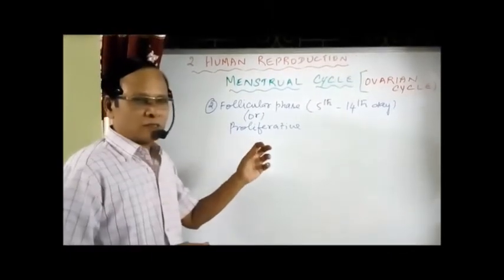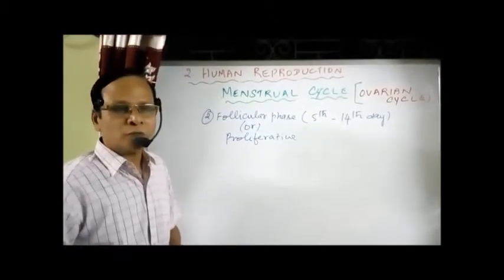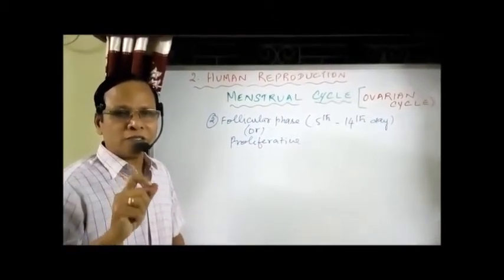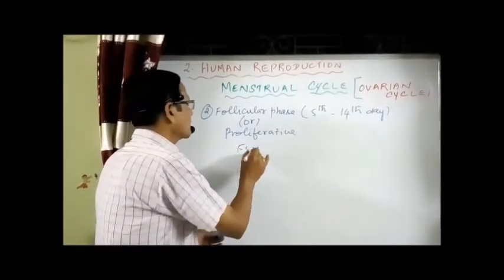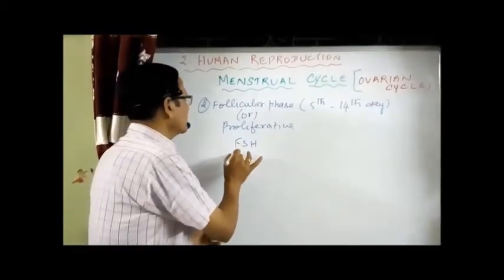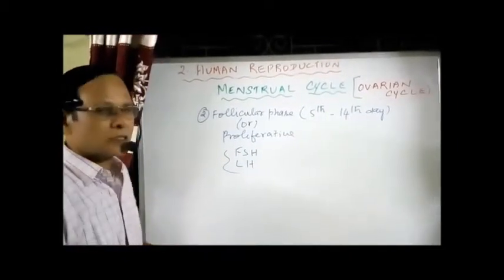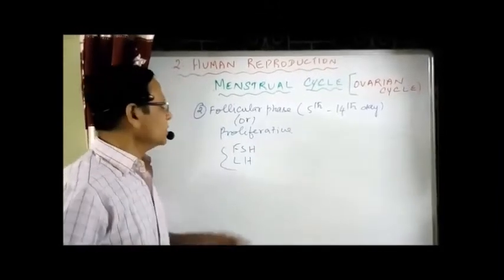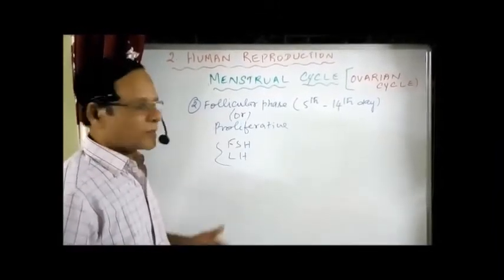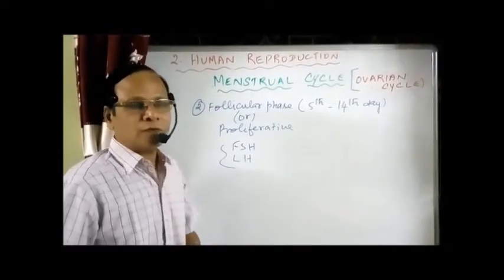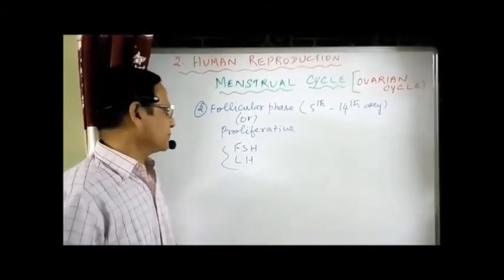These two changes, that is changes in the uterus and changes in the ovary, are induced by two anterior pituitary hormones. One is FSH, and the other one is LH. These two anterior pituitary hormones induce the changes in both the ovary and the follicles, that is the ovary as well as the uterine endometrium.